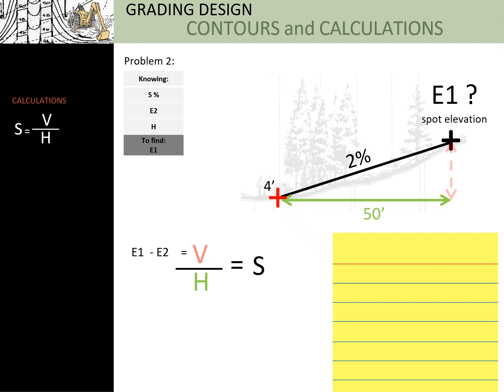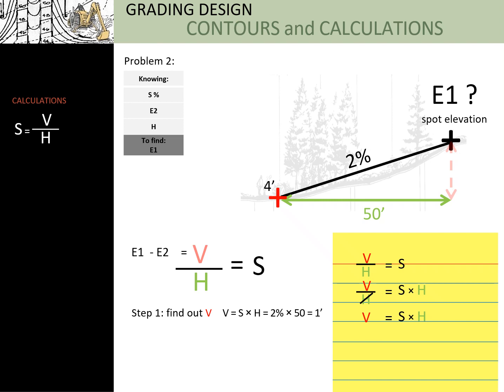Because spot elevations are only relevant to vertical changes, we would solve for V using the formula. So here, we need to transform our formula a little bit. This portion involves some middle school or primary school math. What we did was simply multiply H on both sides of the equation to cancel out the terms so that we get V equals S multiplied by H.